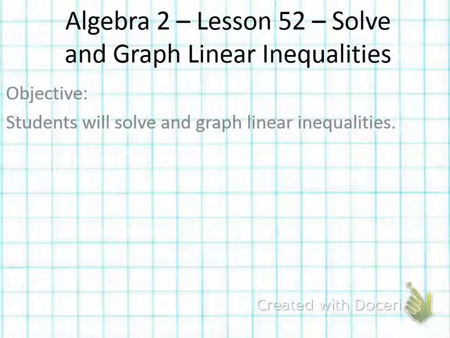Alright, this is lesson 52, solving and graphing linear inequalities. So we're continuing the graphing and manipulating numbers. The big concept is sometimes we have to take our equations and move things around, put them in the right format so we know how to graph them.